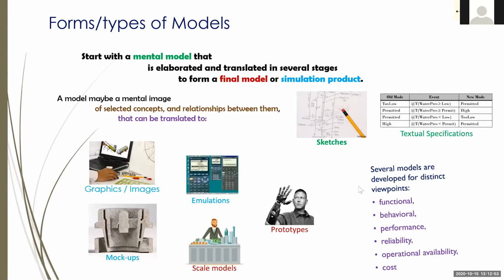So we can have one model for different points of view. So let's do one model for functional decomposition. Let's do one model to understand the states and the behavior of the system. Let's do one to understand how reliable our system is, or whether or not we will be able to use some of the functionality of the system.